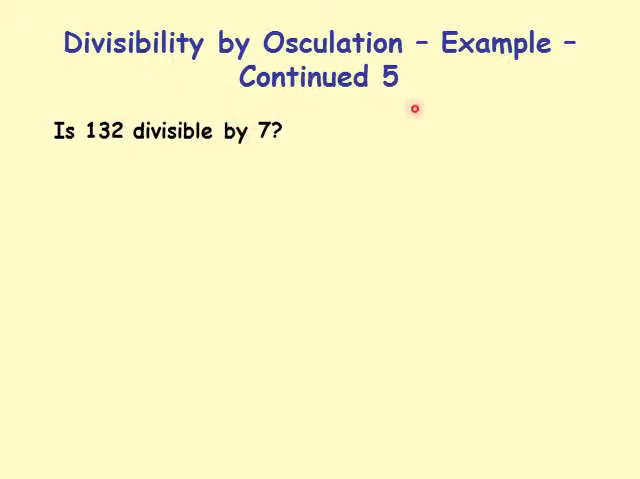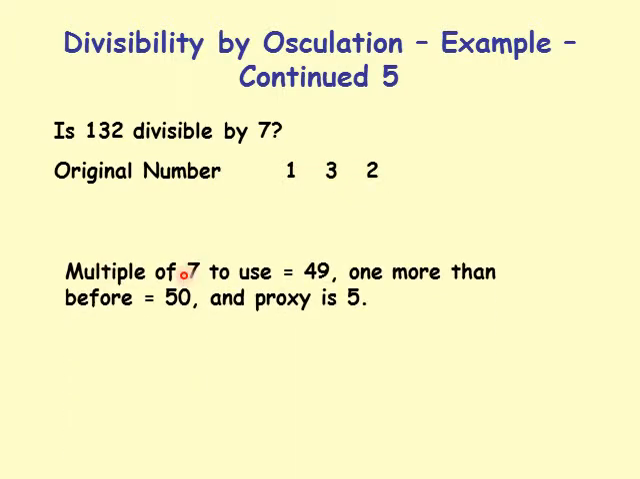Let's do the osculation process again. The original number is 132. The multiple of 7 to use is 49, since 7 times 7 is 49. It ends in 9. One more than that is 50, and for multiplying by 50, we'll use a proxy of 5. So osculation is 5 times the right digit plus the left digit. 5 times 2 plus 3 is 13.